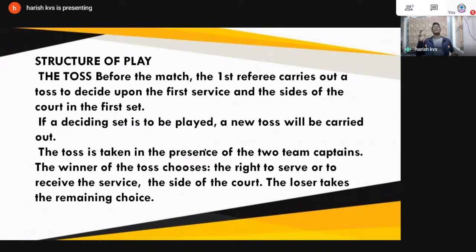The loser takes the remaining choice. So there are two choices: either the captain of the team who wins the toss can take service or receive, or he can choose the court. If he chooses one option, the other option goes to the opponent side.